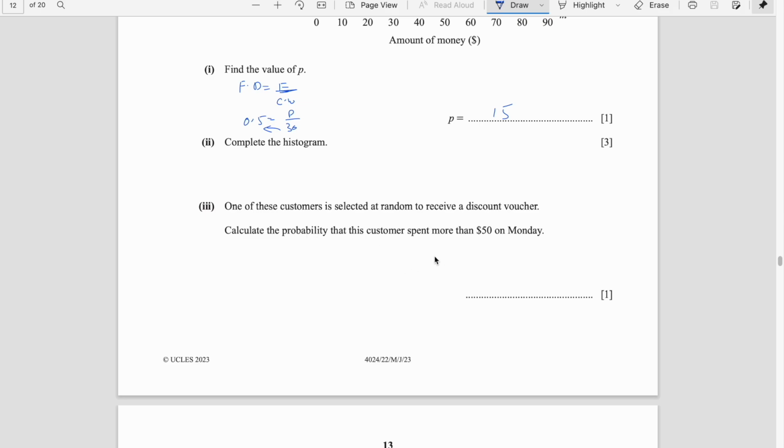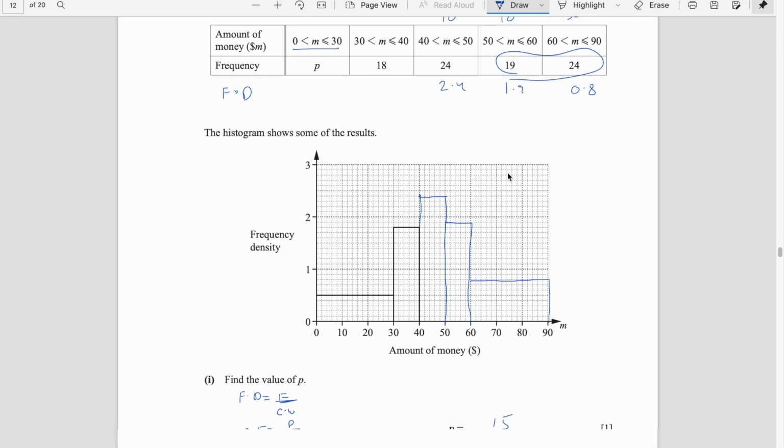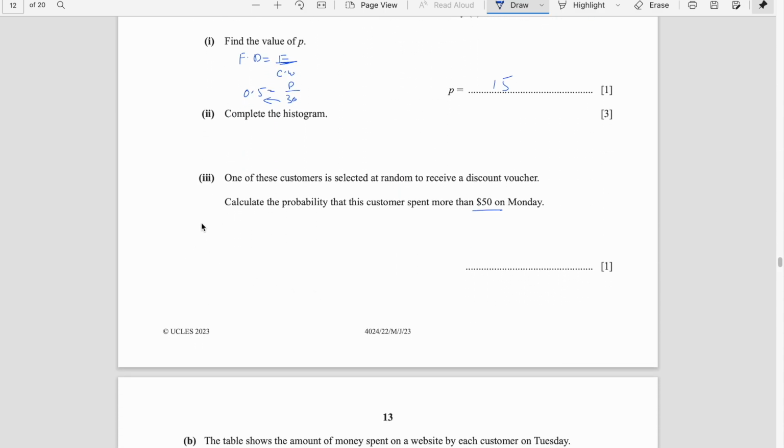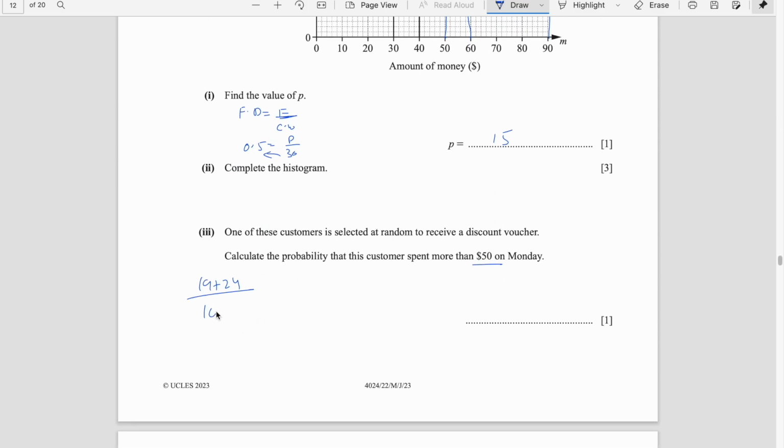One of the customers is selected at random to receive a discount voucher. Calculate the probability that the customer spends more than $50 on Monday. So more than 50 are these two, 19 and 24. Out of the total, we add all these values and it adds up to 100. So the probability is 43 by 100, or 0.43.